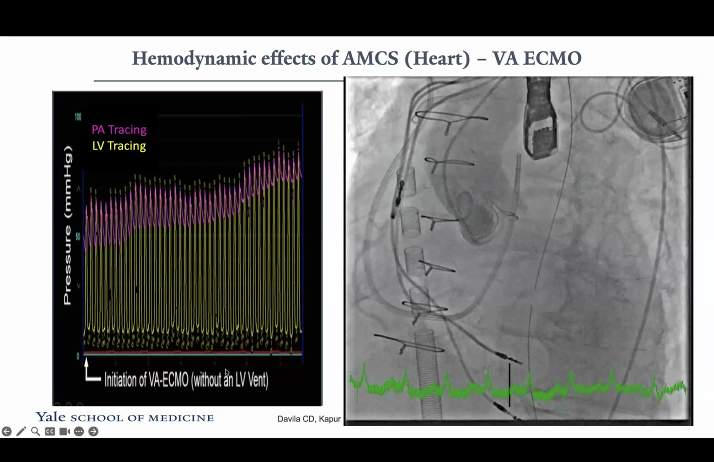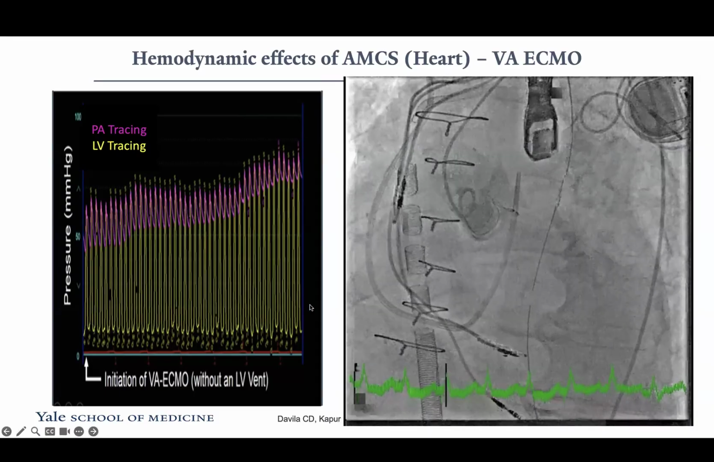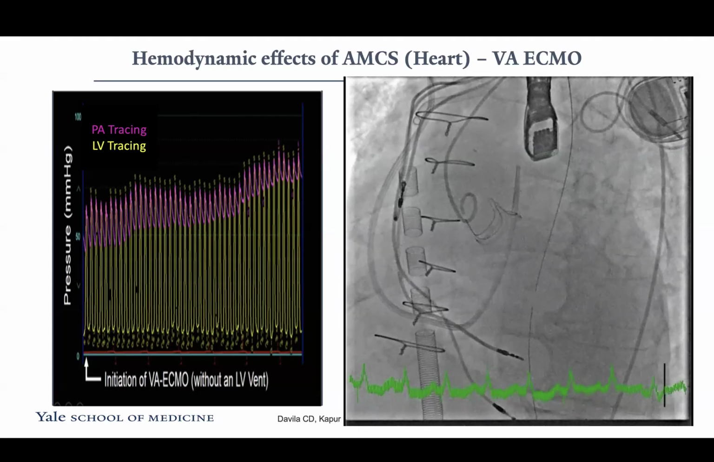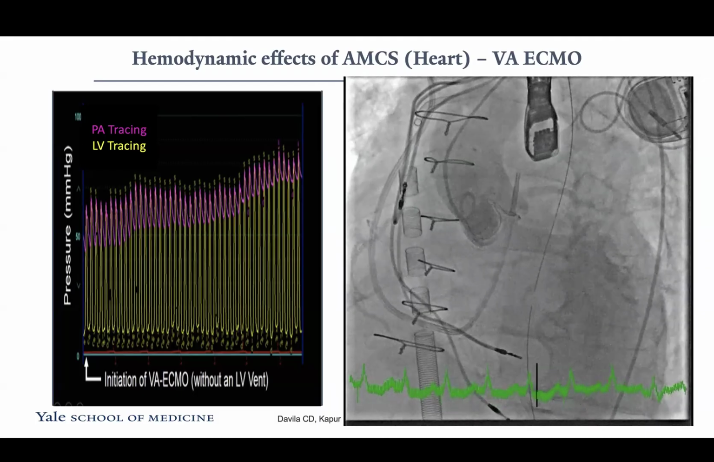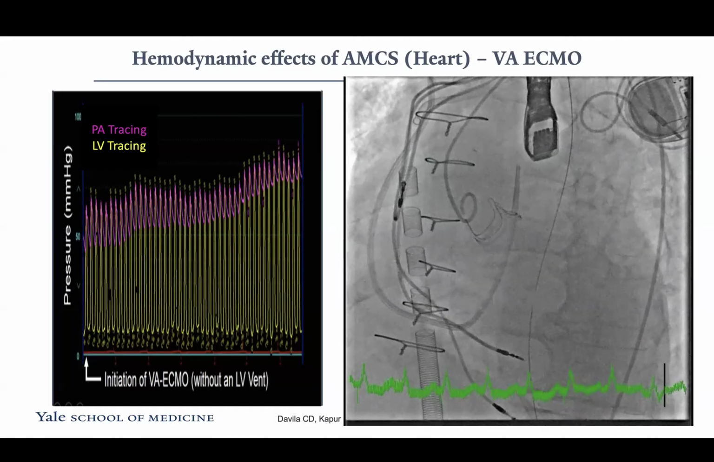So now you have the LV tracing and the PA tracing almost systemic. All the flow, all your mixing cloud, is in the LA. You're pumping all that blood back into a dysfunctional bioprosthetic valve, so it goes back into the LV and back into the LA. That makes it worse.